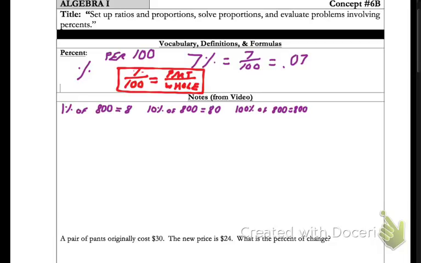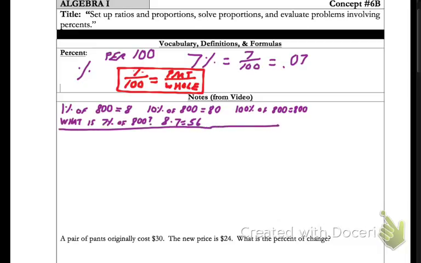So if I ask this question to you, what is 7% of 800? Some would go to their calculator right away, but you don't need to, because we know 1% is 8. And if I need 7%, that means I need 7 of those. So 8 times 7 gives us 56, and that is what 7% of 800 truly is.